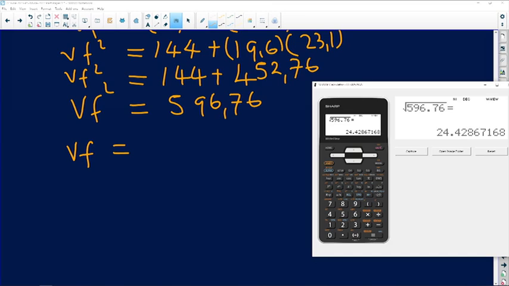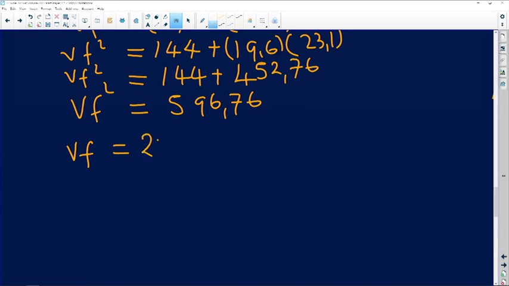We get 24.428. So remember to round off here to 2 decimal places. So meaning that this will be 24.43 meters per second. And remember, this is downwards. And therefore, we're looking for time. So we are not done here.